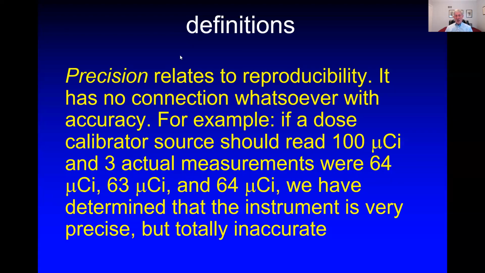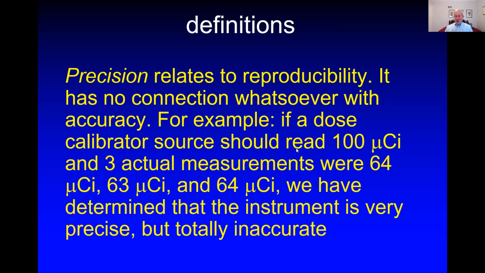Precision in one word is reproducibility or consistency. It's not really even connected to accuracy. For example, if you have a dose calibrator source, it should read 100, and you took 3 measurements, and here they are, 64, 63, and 64. Do we have precision? Yes, we do. That's very reproducible. But do we have accuracy? The answer is totally no, because the average value here is around 64, but it should have been 100. So here we have precision, but no accuracy at all.